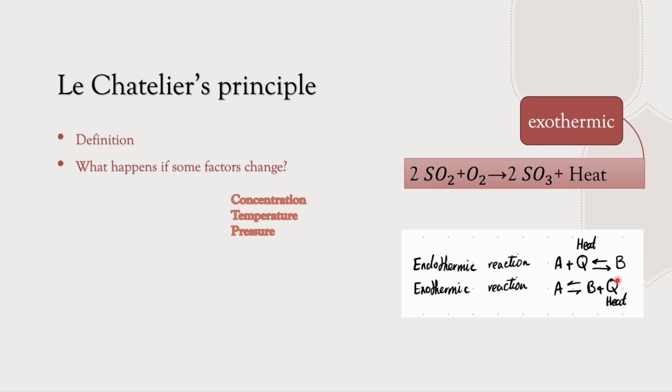Now, what about the pressure change, like in a gas state? If pressure increases, the reaction shifts towards the lower number of moles of gas. And if it decreases, the reaction shifts towards the higher number of moles of gas. Now, why does all of this happen?